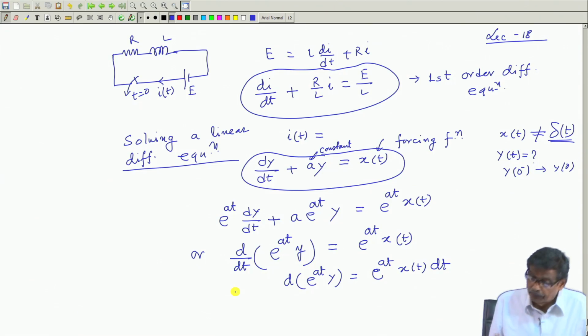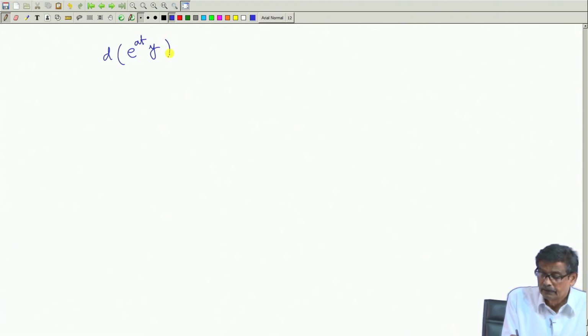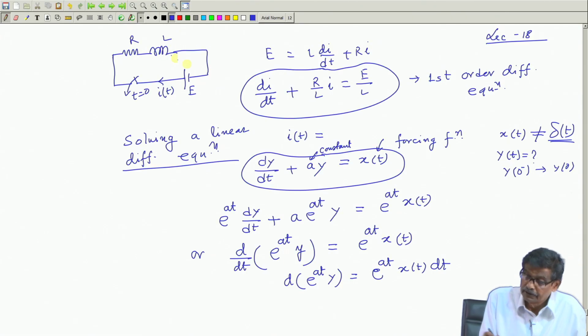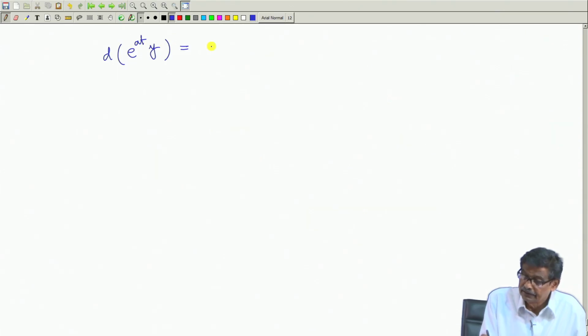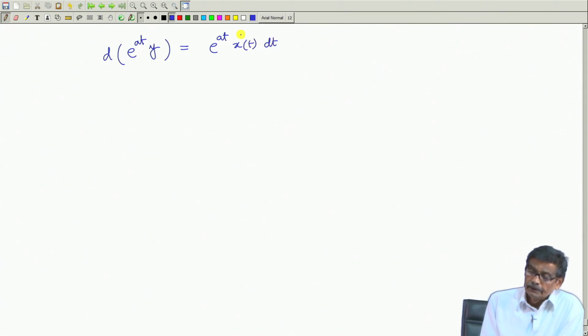Now, this one, let me go to the next page and write this: d by dt of e to the power a t into y is equal to e to the power a t into x(t), where x(t) is the input, the forcing function, into dt. My target is to get y. So, I will integrate both the sides.